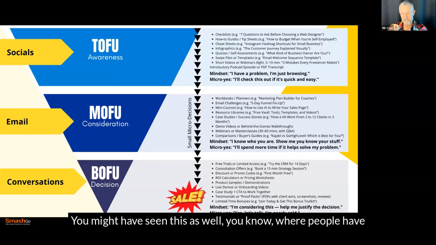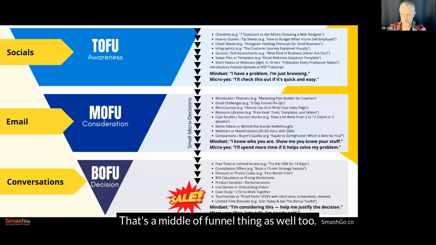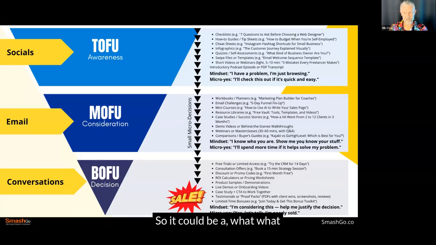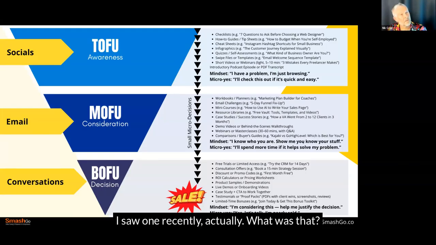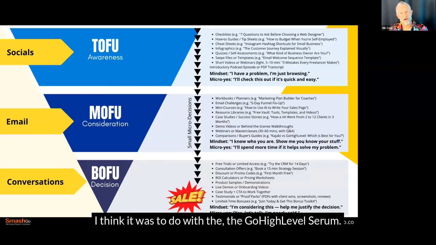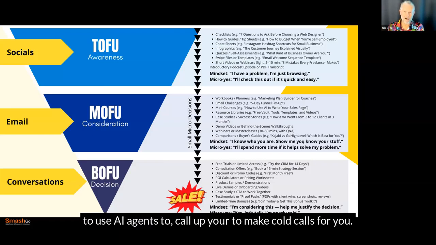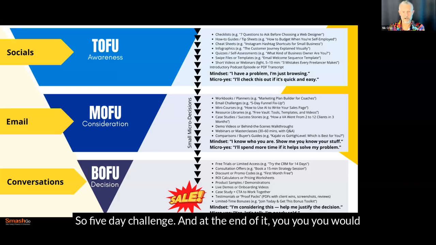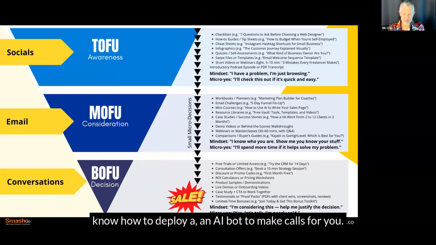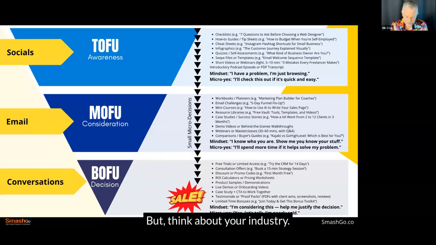Email challenges. You might have seen this as well, where people have got, say, a 5-day Facebook challenge. That's a middle of funnel thing as well. I saw one recently, actually. I think it was to do with the Go High Level CRM. It was a 5-day challenge on, I think, how to use AI agents to make cold calls for you. At the end of it, you would know how to deploy an AI bot to make calls for you. So that was quite a specific one in a CRM.